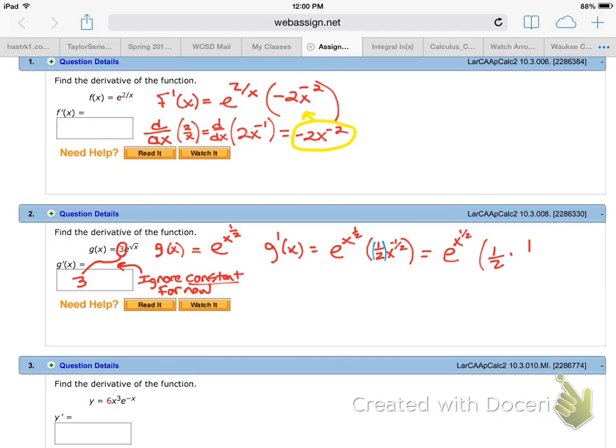So everything's good. I'm going to simplify a little bit, just for those of you who want to see, x to the negative 1/2 is 1 over the square root of x. So I rewrote that for you. Then what else can I do for you? So you see that simplified there.